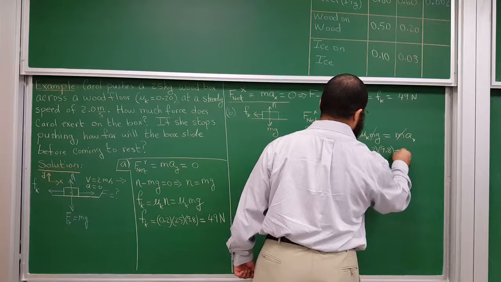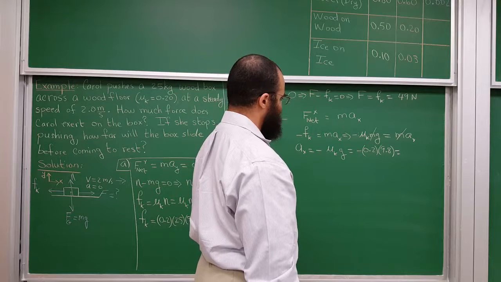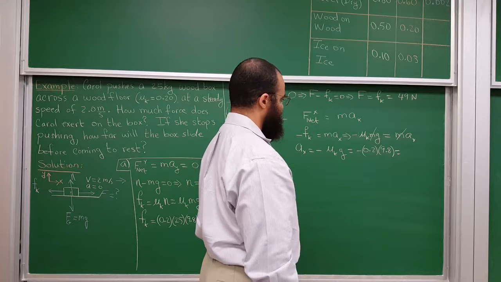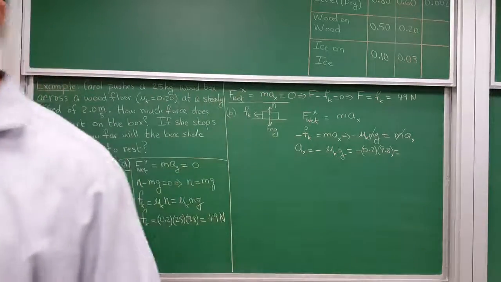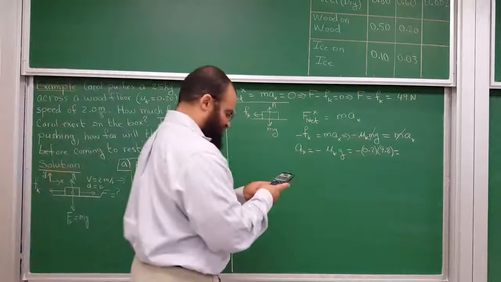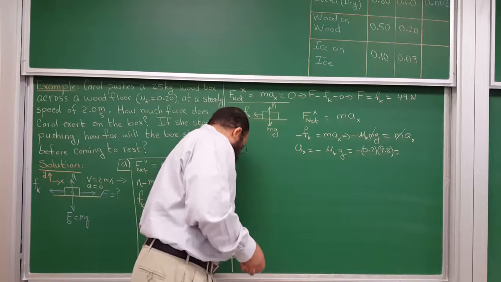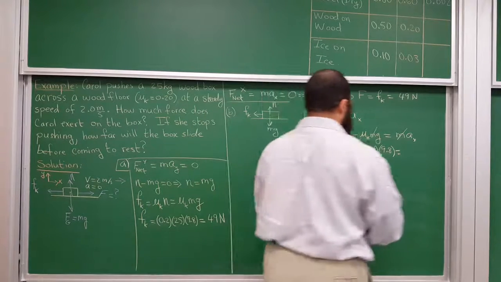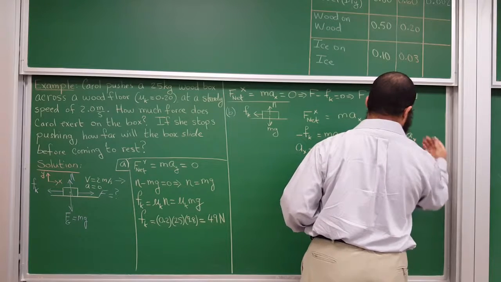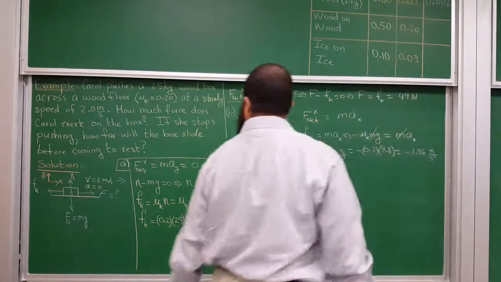9.8. So how much is that? That would be, I believe, 1.9, or 1.96 maybe. I'll just use my calculator. Times 9.8. Yeah, 1.96. So that is right. So it is negative 1.96. The negative sign means the acceleration is to the left. Meters per second squared. But they didn't ask for the acceleration.